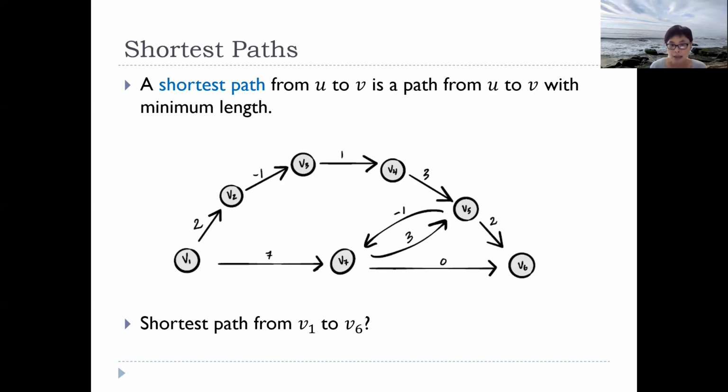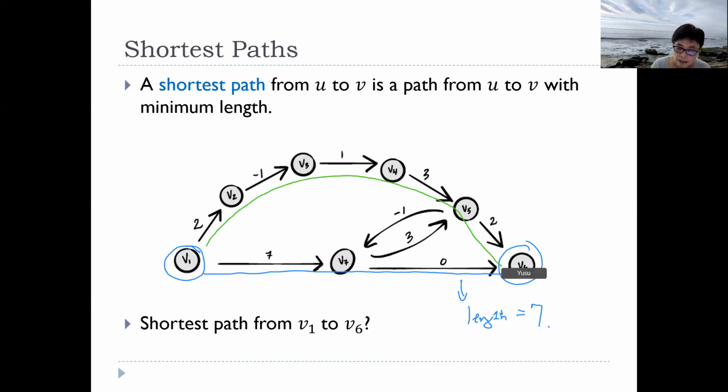Now here's another example. In this picture, what is the shortest path from V1 to V6? Well, an obvious path is going this way, and this one has length 7. Or I could also go this way, and the length of this path turns out to also be 7. Is this the best we can do? What do you think?